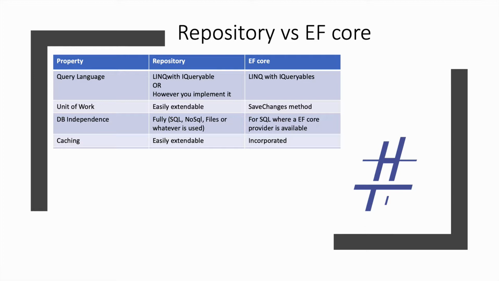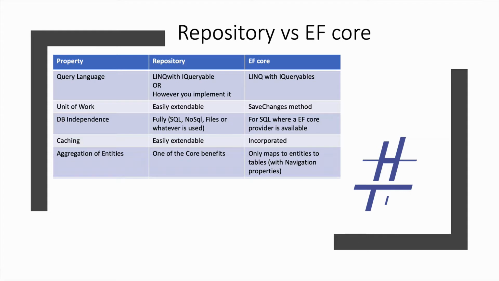Then the next point is the aggregation of entities. This is one of the main and core benefits of the repository pattern. And this is why we want to use the repository pattern.